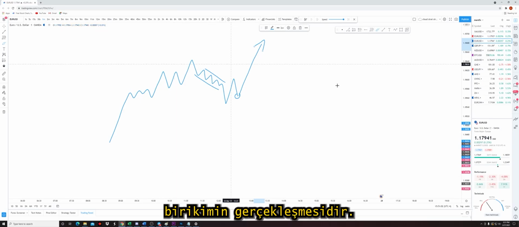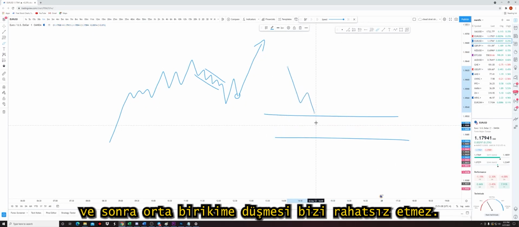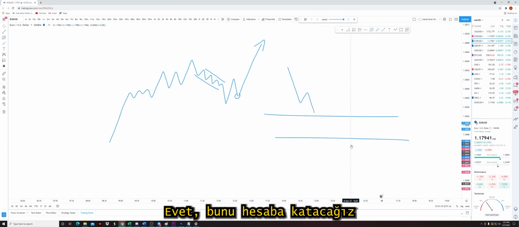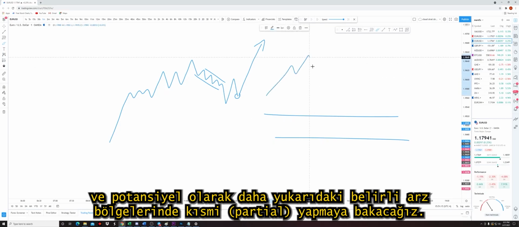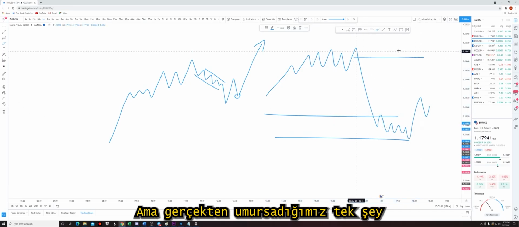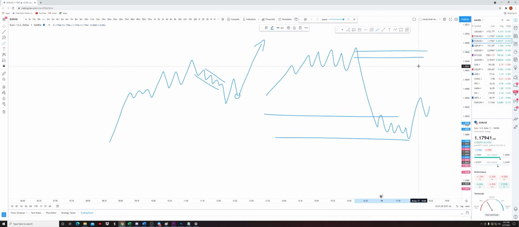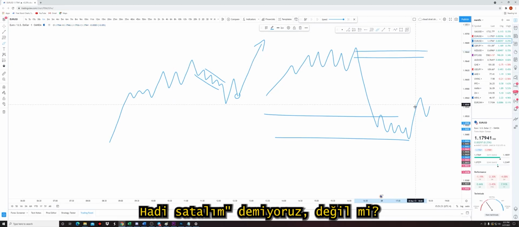And what bases our entries is the only thing we care about is if we have this zone, for instance, and price is coming to it, the only thing we care about, however price is getting to the zone, we only care about accumulations happening. So whether price did this before and then dropped down amid an accumulation does not bother us. Yes, we will take this into account and potentially look to partial at certain supply zones higher up, but that is part of partialing, part of liquidity. So it's not a big deal. But all we really care about is the overall price action in our zones.